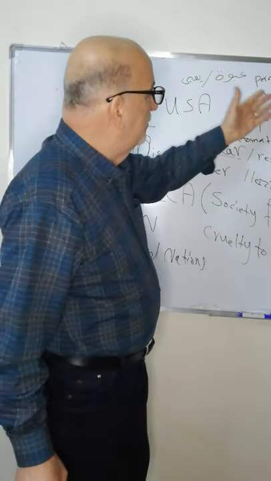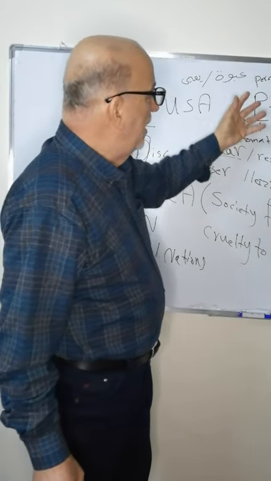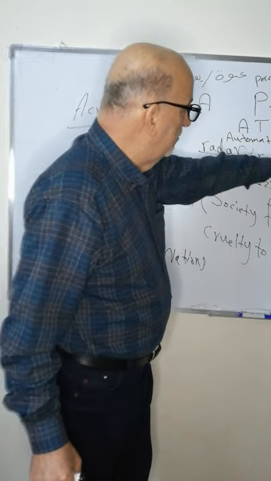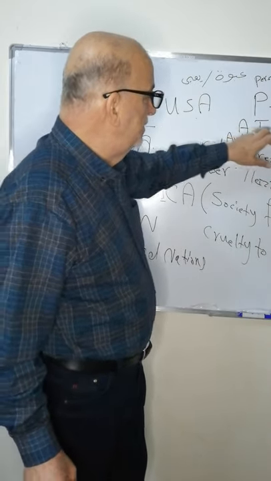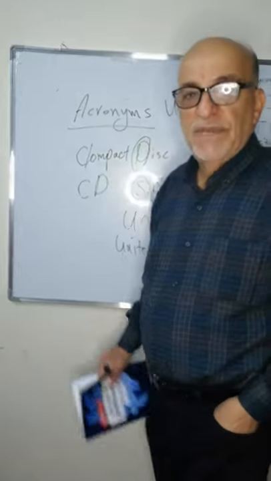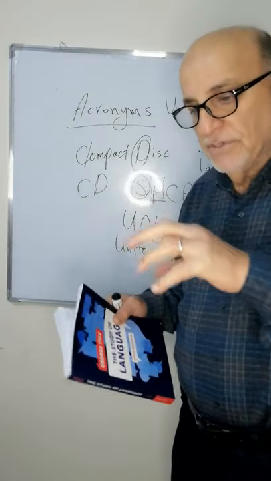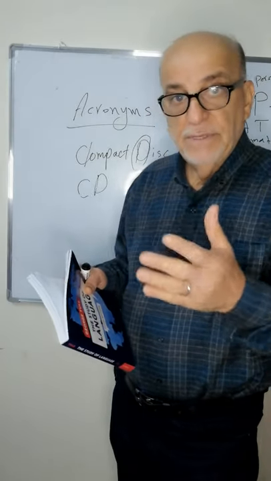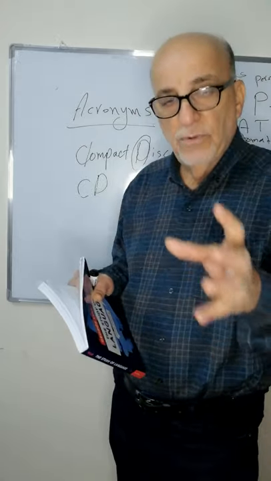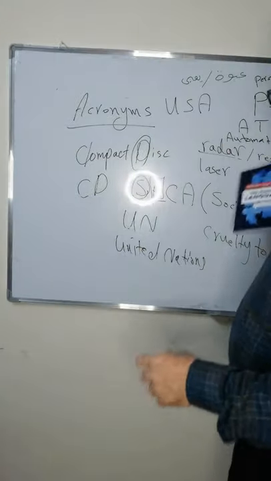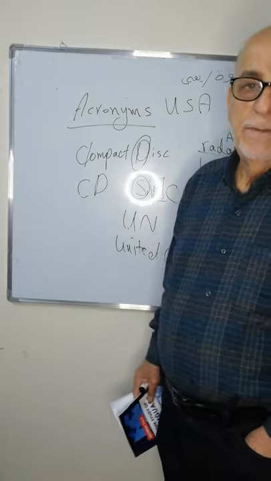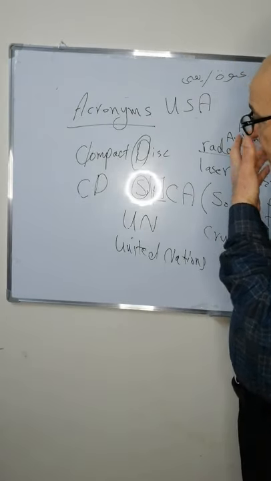So now, from personal identification number, I have created a new word from the initial letters. From automatic teller machine, I have created a new word, ATM. So this is another way by which languages increase their vocabularies, by taking the initial letters of words, which may be three words, three letters, four words, four letters. In the case of radar and laser, we have more than two or three letters. Okay, so this is what we mean by acronym.